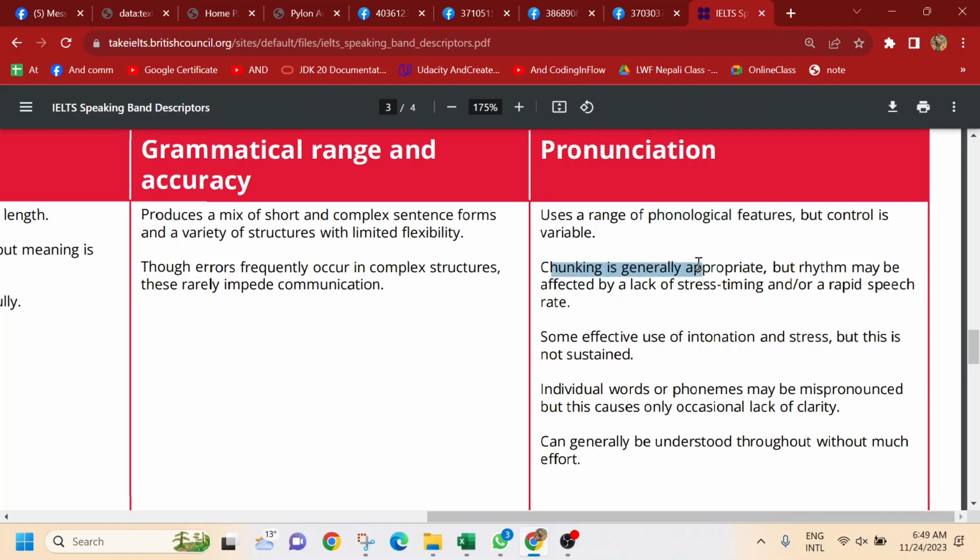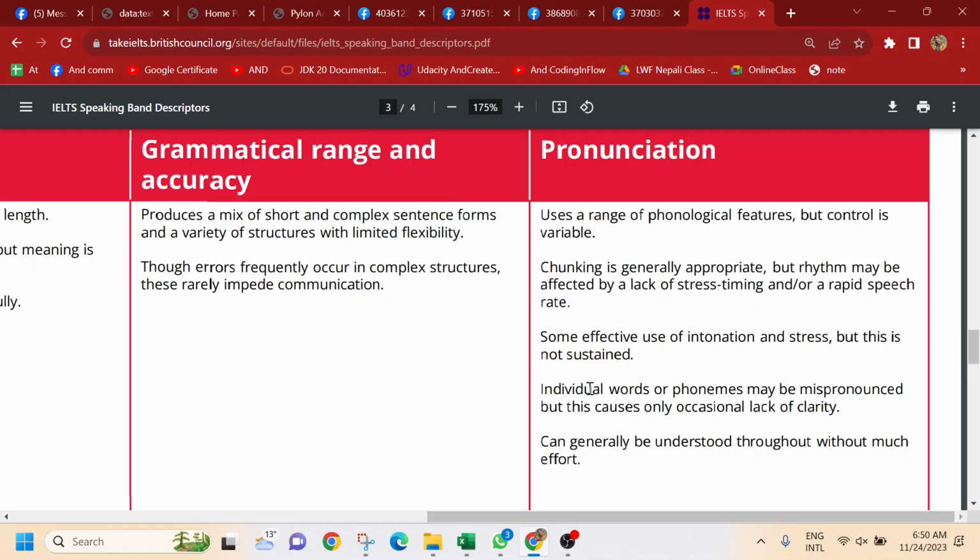Next is: chunking is generally appropriate, but rhythm may be affected by a lack of time and a rapid speech rate. So you need to group the sentence words. Chunking means the more sentences you want to speak, if you can group them, then you would get more marks. That means if you have the ability to combine the words whenever you are speaking. The next one is some effective use of intonation and stress. Intonation and stress means whenever you are speaking, for some words you need to stress them or raise the volume of certain words to imply what you mean.